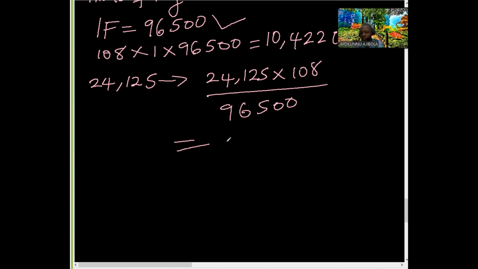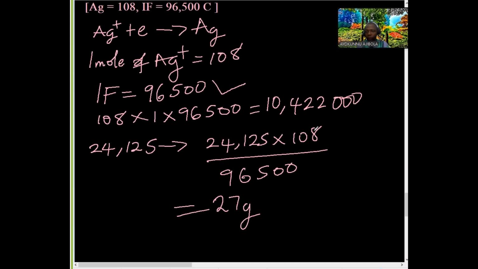24,125 times 108 divided by 96,500. So that will be 27 grams, okay? Is that clear? Yes. So that will be 27 grams.